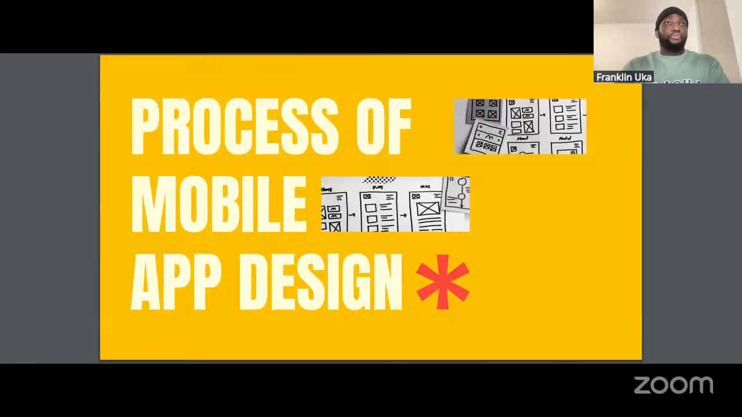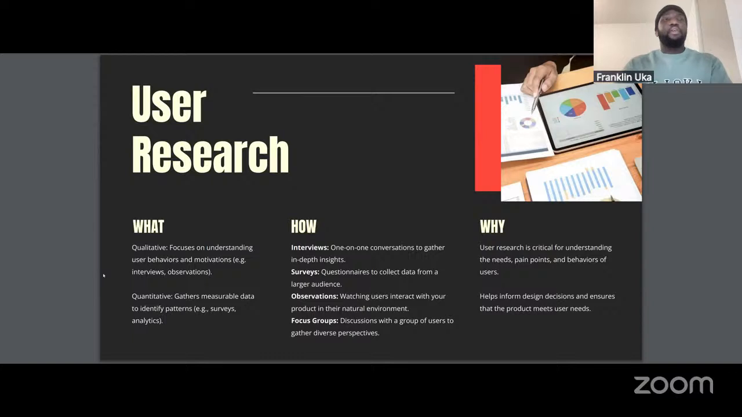So we're going to go into the process of mobile app design. And the first step in mobile app design is user research. So again, if you've noticed, I keep emphasizing on the user persona. Who are you designing for? Because your design needs to be functional. That's one of the key things that differentiates UX design and graphic design, for example.